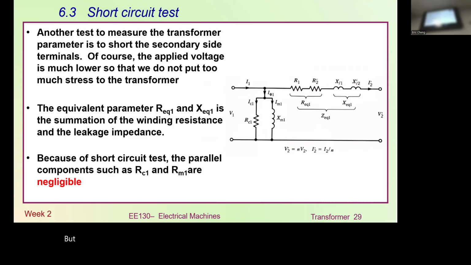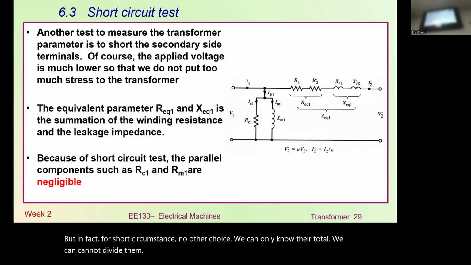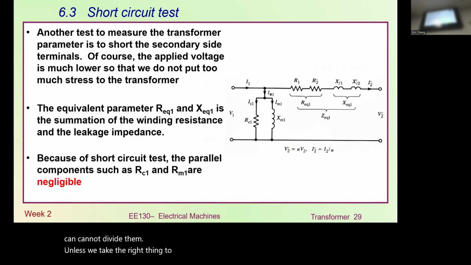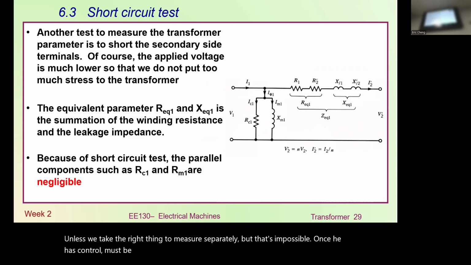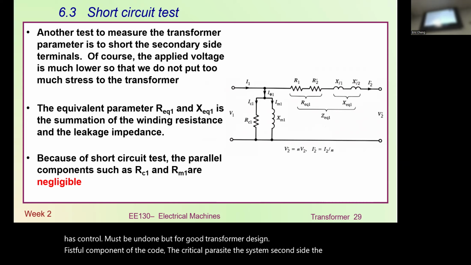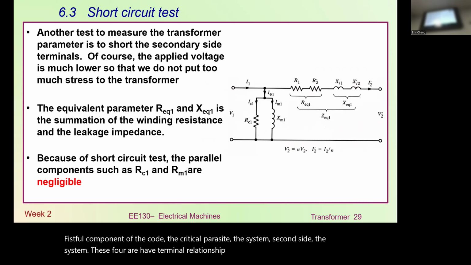But in fact, for the short circuit test, there is no other choice. We can only know their total. We cannot divide them unless we take the windings and measure them separately. But that's impossible once the transformer has been made. But for a good transformer design, these two components are equal, because the primary side resistance and secondary side resistance have a turns ratio relationship. When we design them, this R1 and R2 dash should be equal for a good transformer.